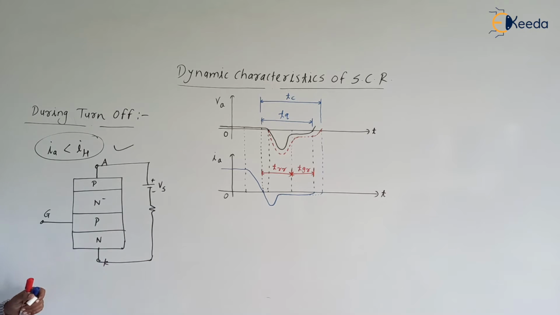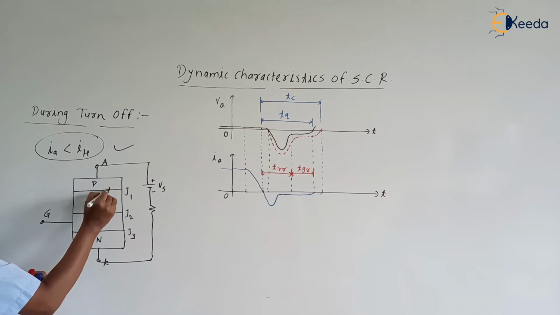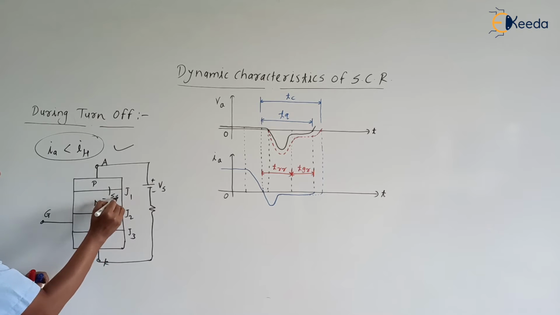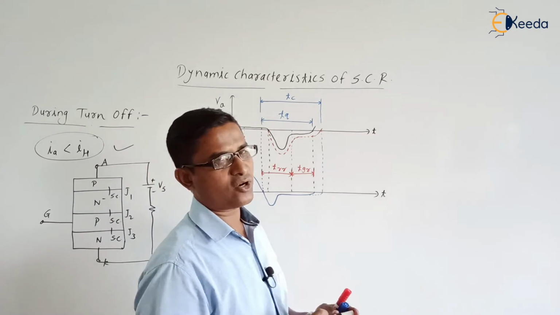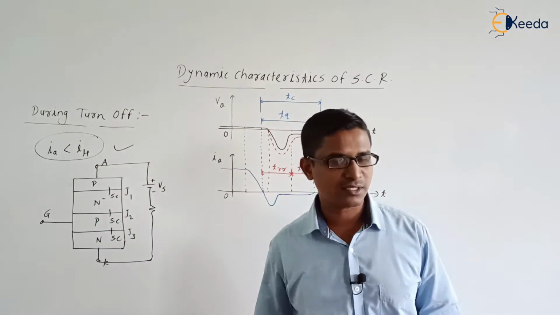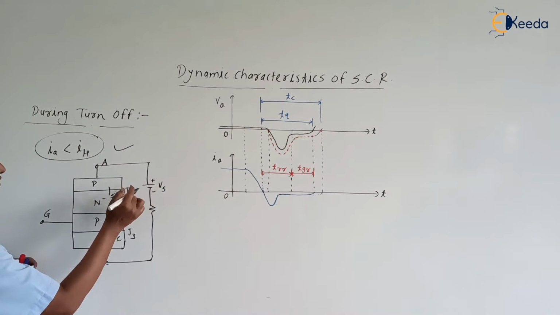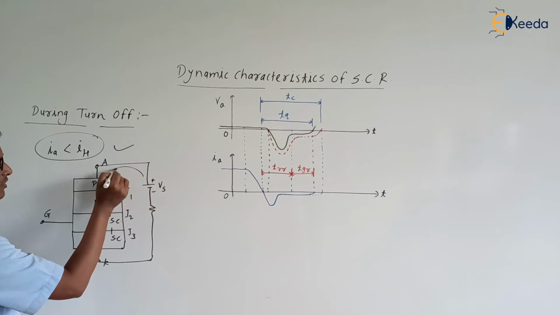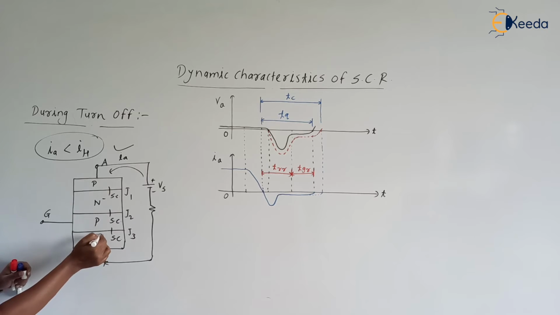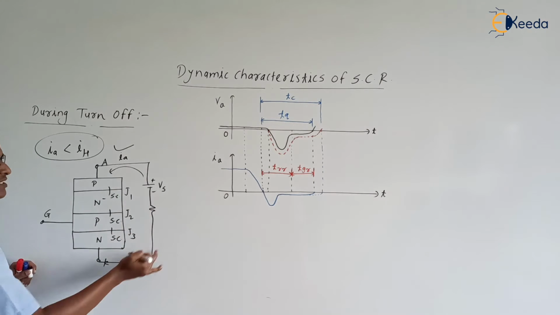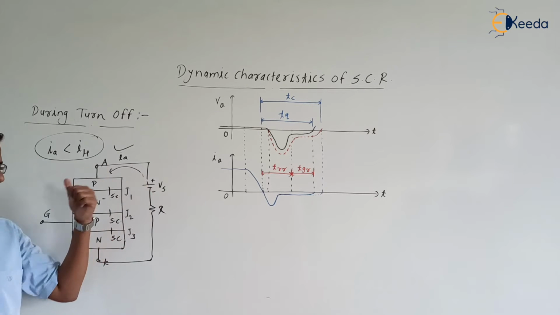When the SCR is in the on state, what will be happening? All three junctions J1, J2, J3 will be acting as a short circuit. The current will flow from the positive plate of the supply towards the anode of the SCR, through the body of the SCR, and return to the cathode of the SCR and the negative plate of the supply. So when the SCR is in the on state, the current flows in this loop.